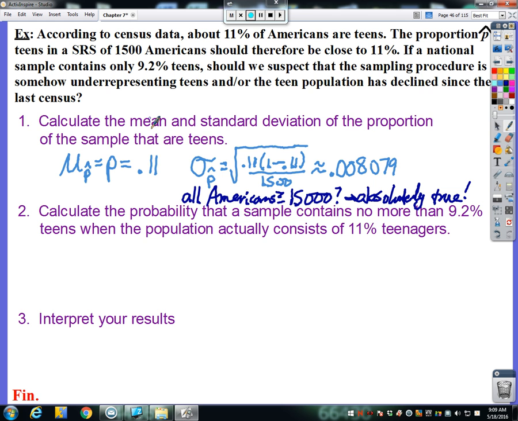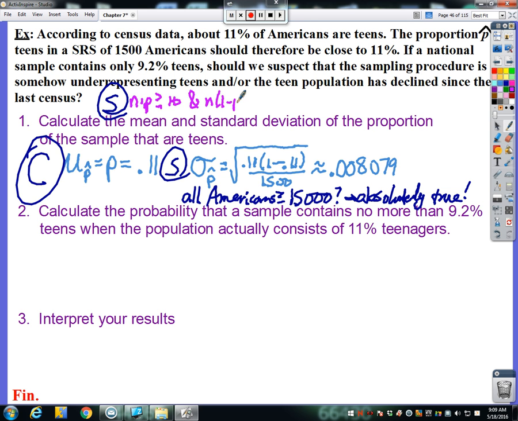Now, the one piece that I left out here was the shape. We got the center right here. We got the spread right here. Let's talk about the shape. Well, we have no idea what the shape of the distribution of this should look like. So that's why we had the specific condition, the n times p and n times 1 minus p. Are they both greater than or equal to 10?